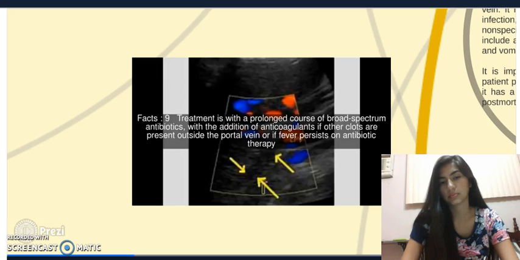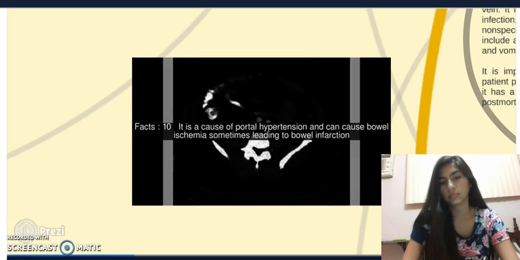Treatment is with a prolonged course of broad-spectrum antibiotics, with the addition of anticoagulants if other clots are present outside the portal vein or if fever persists on antibiotic therapy.